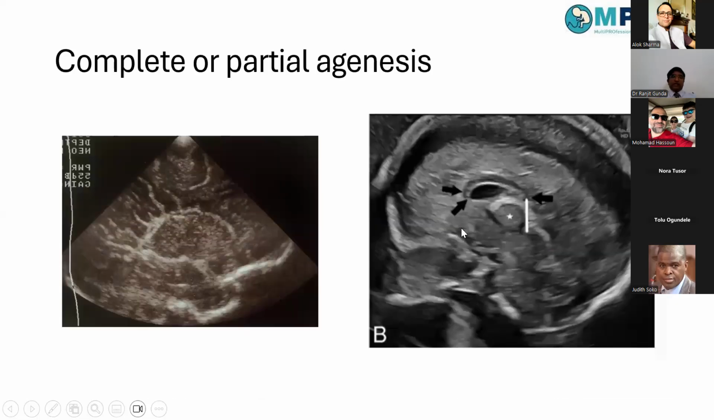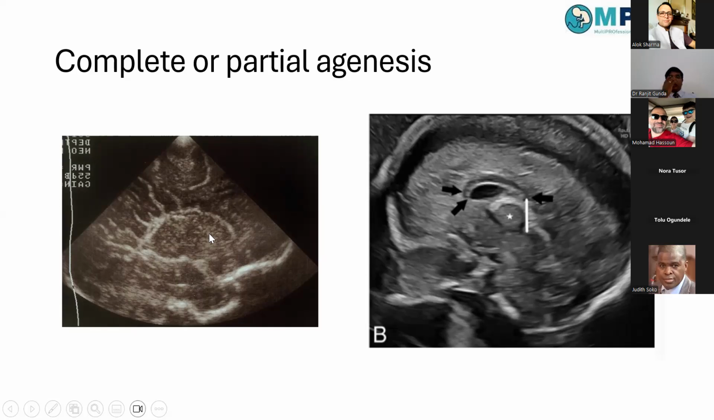And we also have a situation where there is partial agenesis of the corpus callosum. As in Dr. Naushin's case, you can see the anterior part of the corpus callosum, but the posterior part is not visible. Again, here you can see the radiation of the gyri. There is no corpus callosum.